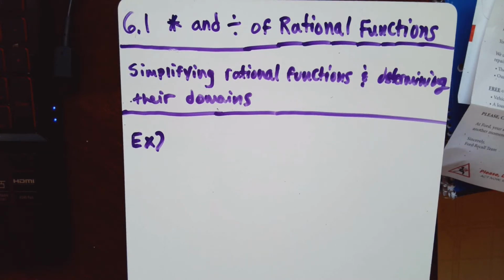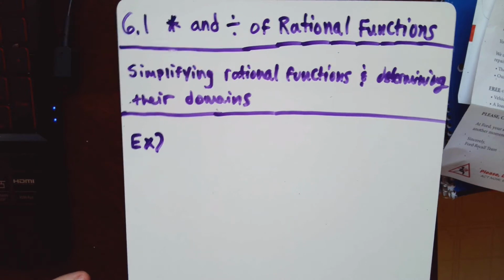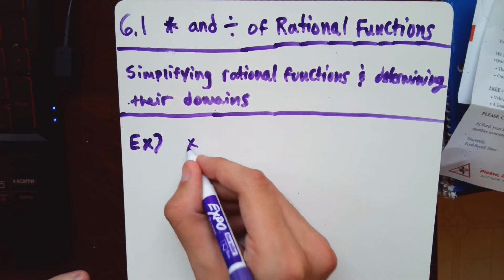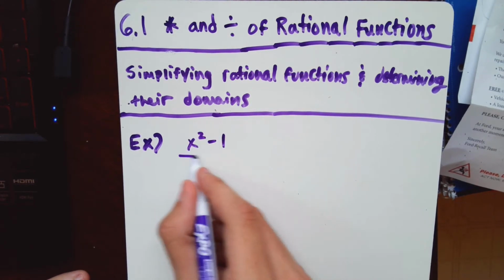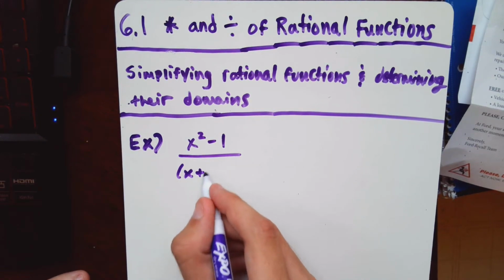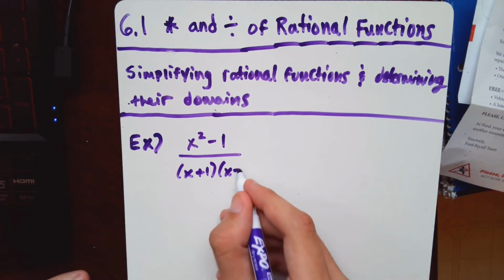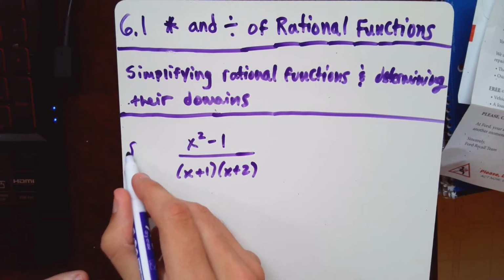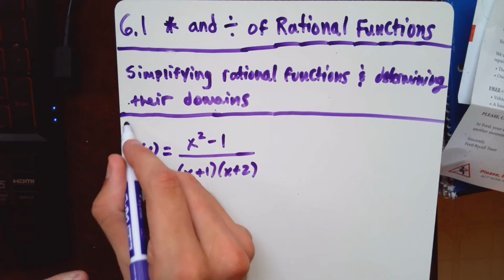And in this video what we're going to cover is how to simplify rational functions and how to determine what their domains are. So I want to bring careful attention to an important fact, and that is that let's suppose that we have a rational function that looks like this. Let's suppose it's x squared minus 1 divided by x plus 1 times x plus 2. Let's say that we're given a function f of x equals this.